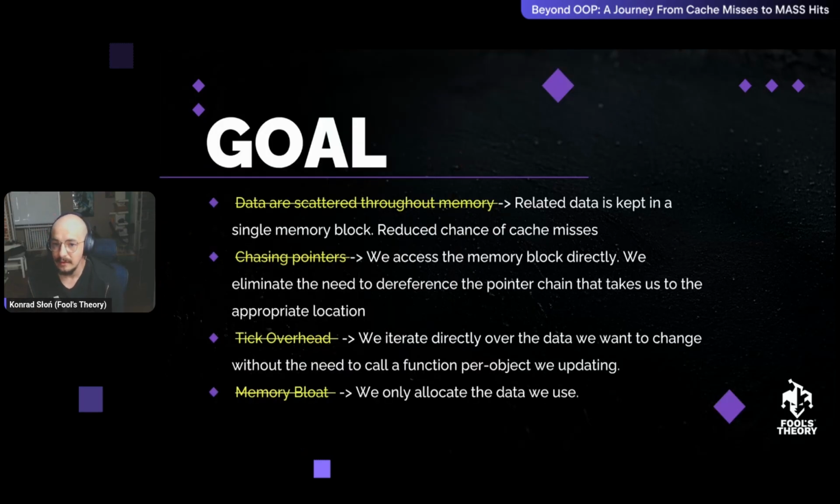Okay, so we have data scattered throughout memory, and we want related data to be kept in a single memory block. Thanks to that, the CPU will load a lot of data with one cache line and later use it, and it will be much quicker. We don't want to have a lot of pointers everywhere. We want to access the memory block directly, without pointer dereferencing, and iterate over memory. Thanks to that, we eliminate the referencing problem, and this will be much quicker for the CPU to do.